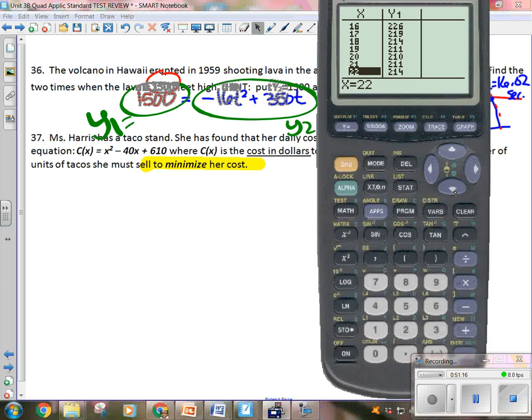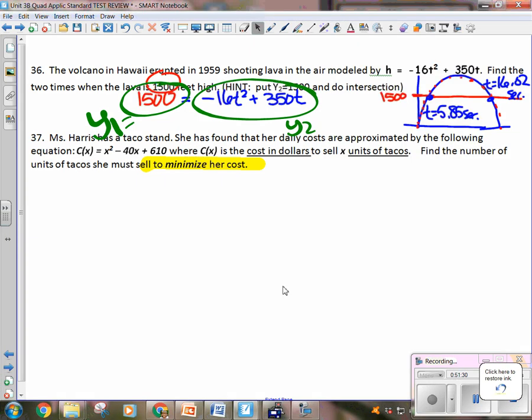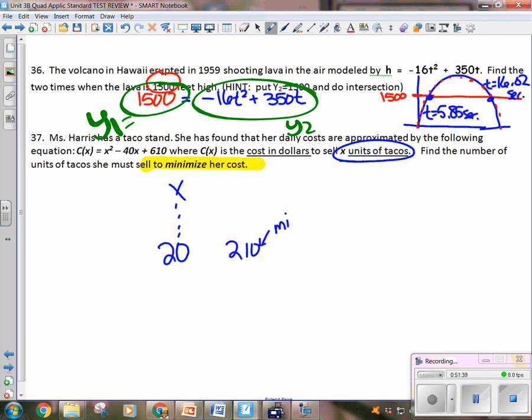20 is the unit of tacos. I'm going to say at 20 tacos, 20 X's. So at 20 units of tacos, I've minimized my cost. So remember, X units of tacos. So in the X column, down at 20, that was where I had my minimum of 210. So that was the minimum. And so that means that my answer is what? 20 units of tacos.